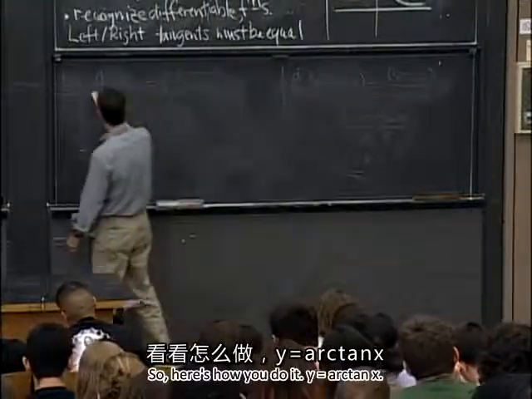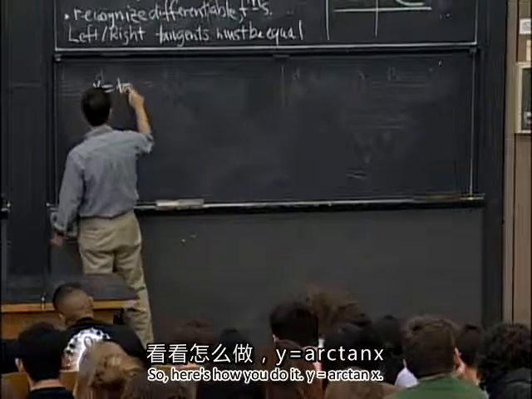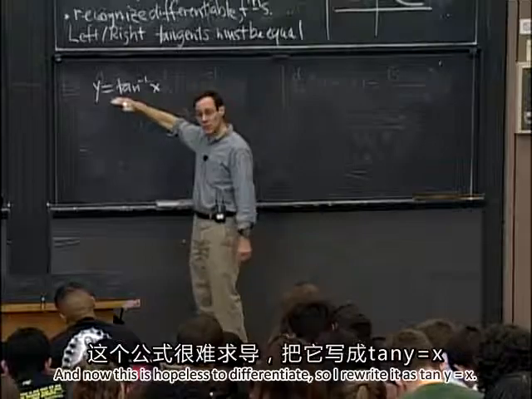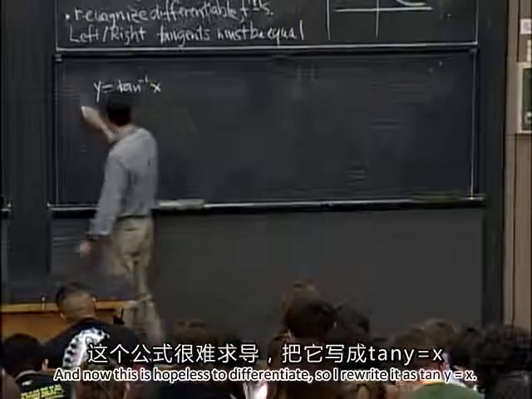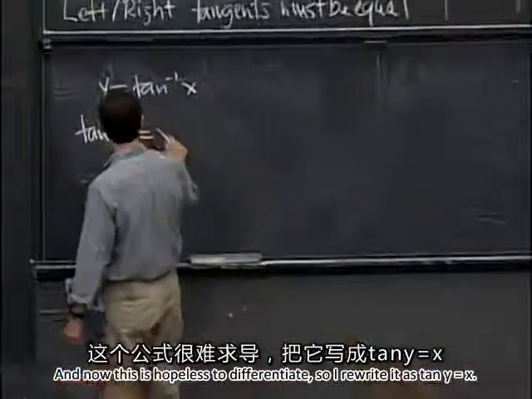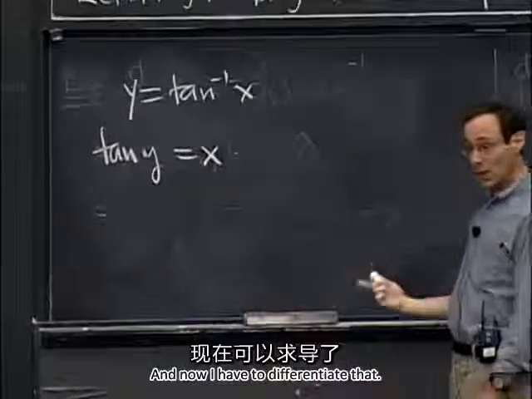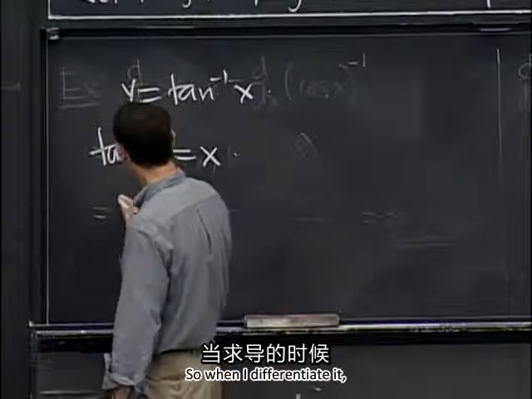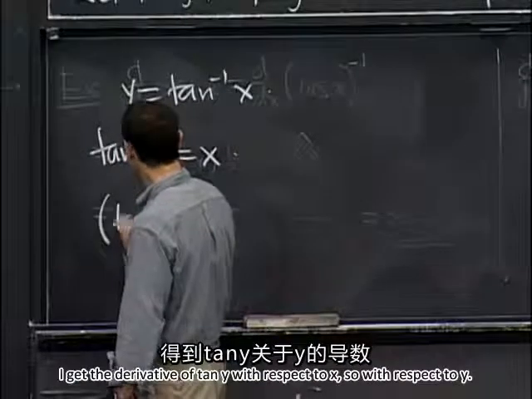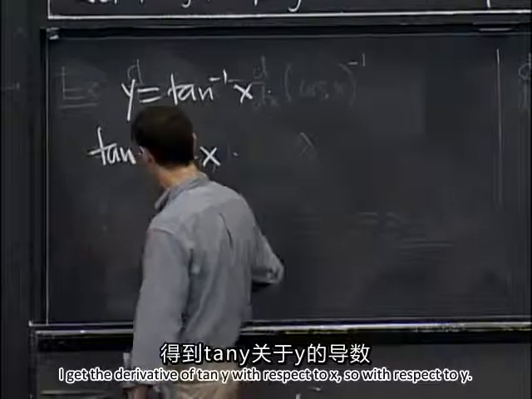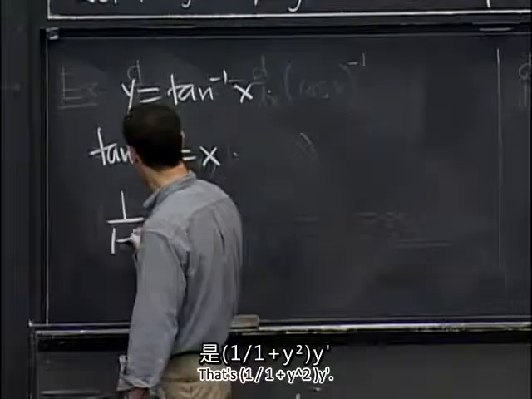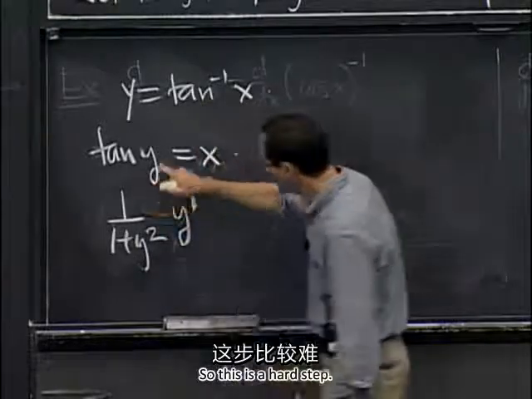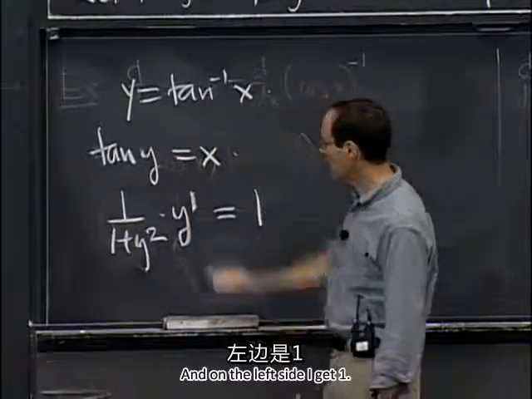So here's how you do it. y is equal to tan inverse of x. Now this is hopeless to differentiate, so I rewrite it as tan y is equal to x. And now I have to differentiate that. So when I differentiate it, I get the derivative of tan y with respect to y, that's 1 over 1 plus y squared, times y prime. This is the hard step. That's the chain rule. And on the left side, I get 1.